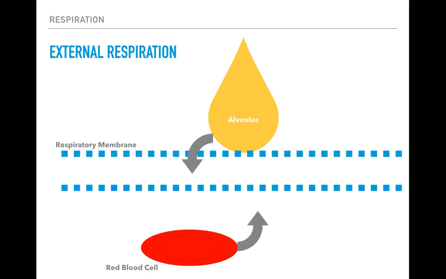Oxygen is in higher concentration in the alveoli than it is in the red blood cell. Therefore, oxygen will move towards the red blood cell because of its low or non-existent concentration.